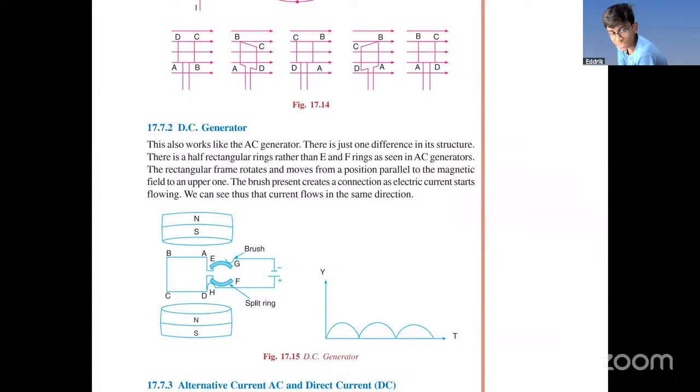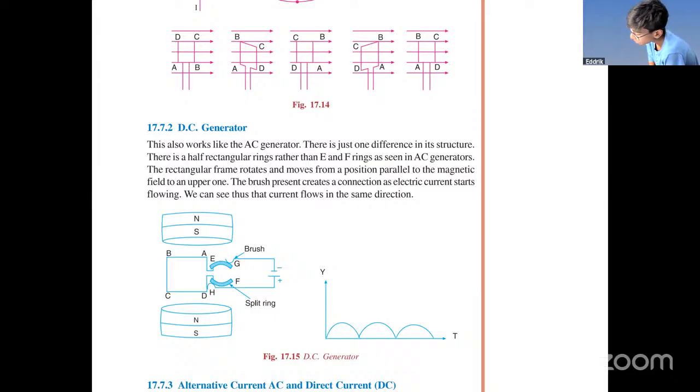17.7.2 DC generator. This also works like the AC generator. There is just one difference in structure. There is a half rectangular ring rather than slip rings as seen in AC generators. The rectangular frame rotates and moves from a position parallel to the magnetic field to an upper one.